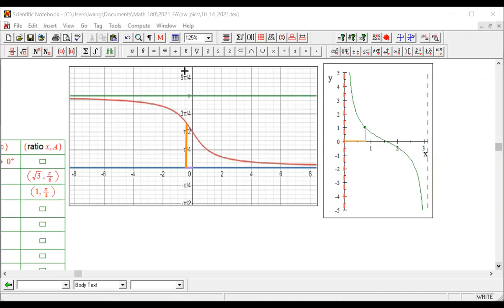So this point will be marked as the ratio of a negative root 3 over 3. The output is an angle. The angle is 2 pi over 3. Get it? I see.